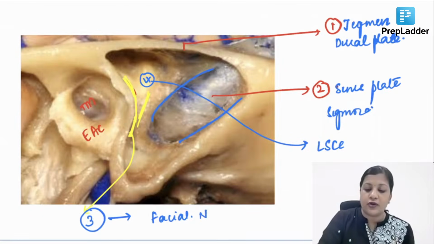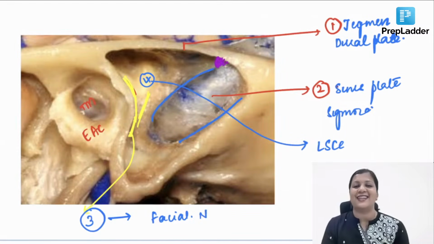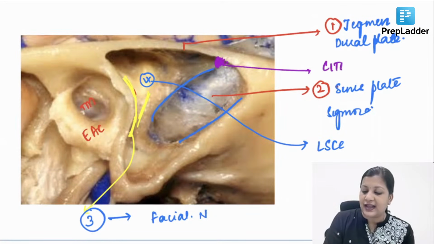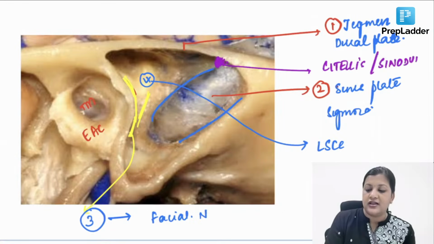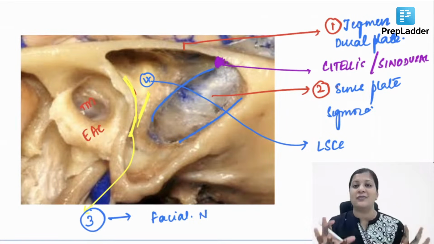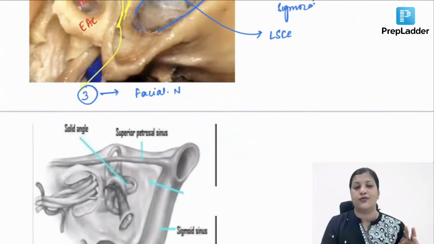And now, very importantly, what is this angle between the dural plate superiorly and the sinus plate posteriorly? We call this Citelli's angle, also called the sinodural angle. So Citelli's angle or sinodural angle is something that you should recognize. So this is a basic image of the mastoid cavity: superior, inferior, anterior, posterior, and medially the lateral semicircular canal is something that you should know very well.